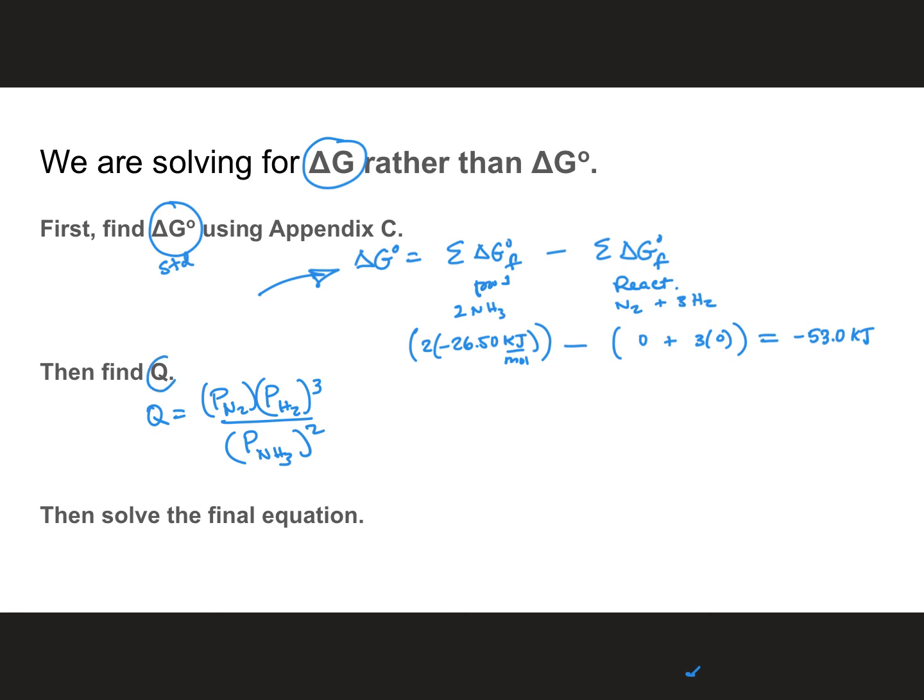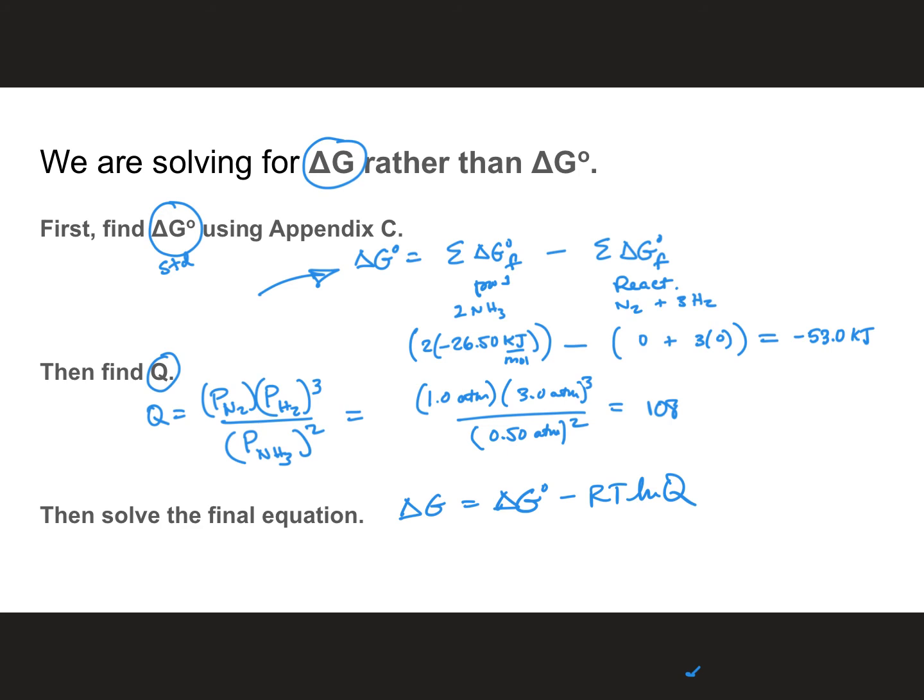Now I'm going to find Q for the equation on the previous page, that is products over reactants with exponents as needed. And so setting it up using the partial pressures that were given, we get a Q value of 108. And now I will solve the final equation. And here is the equation, and I will now plug in the values that I've calculated above.